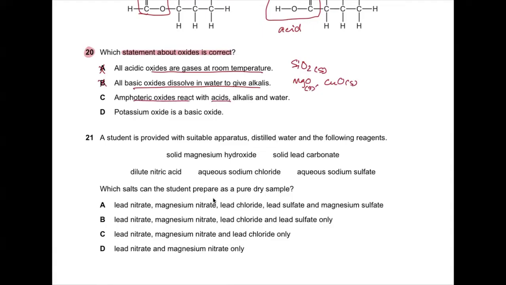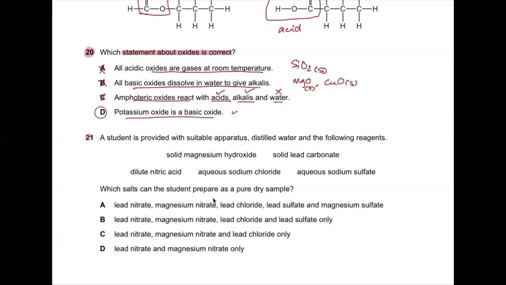Amphoteric oxides react with acids, alkalis and water. Yes, they do react with acids. They do react with alkali, but they don't react with water. So C goes wrong. Potassium oxide is a basic oxide. Yes, so it's a correct answer. D is the correct answer.